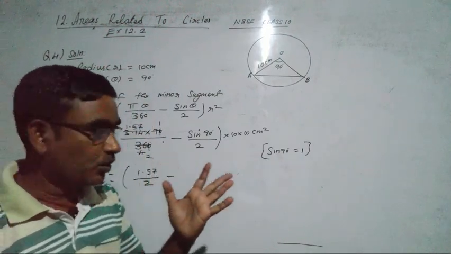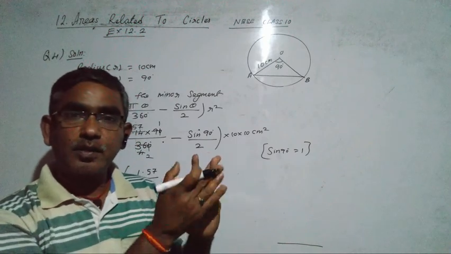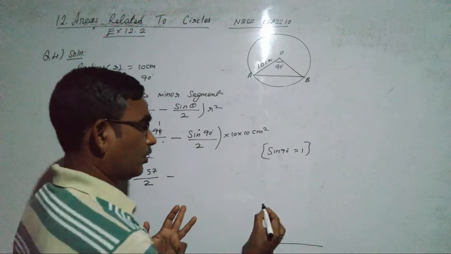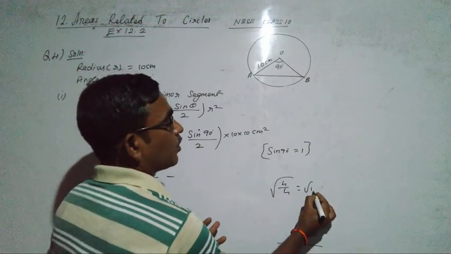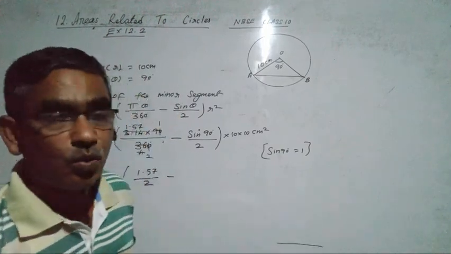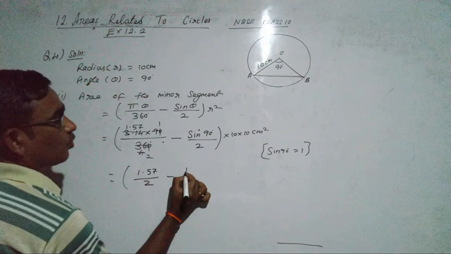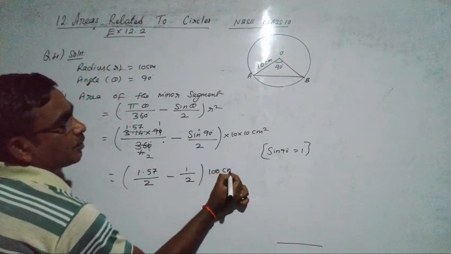I told you 0, 30, 45, 60, 90. Sin becomes number of left fingers by 4. Square root of left finger becomes 4 by 4. It is equal to square root of 1 is 1. If suppose you don't know, I will memorize it. Sin 90 equal to 1. So 1 by 2 into 10 tens are 100 centimeter square.